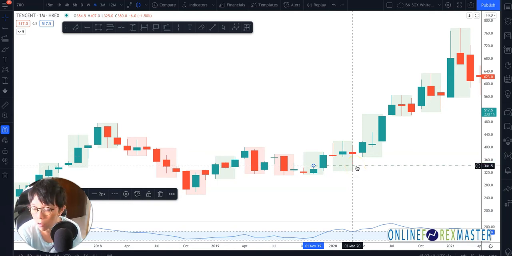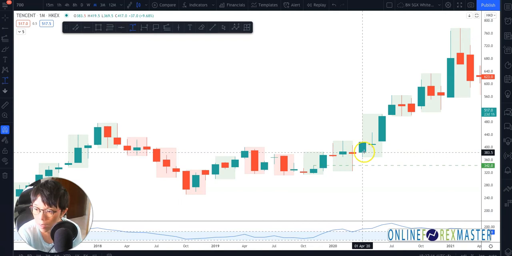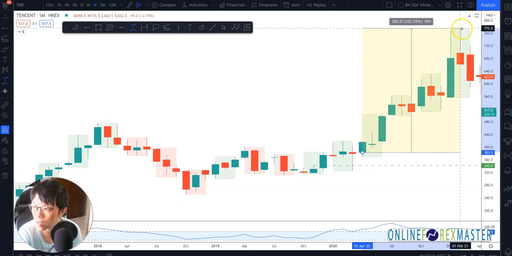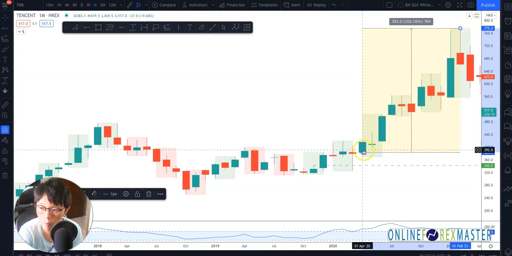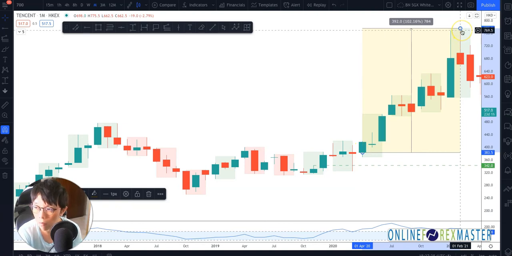After this, we can see that Tencent moved up really very well, because from the start of the new month, price moved up as much as 100%, which means that if you bought somewhere around here and sold somewhere around the top, you would have gotten a 100% return. That means for every $1 you have another $1 more. The performance of Tencent was really fantastic.